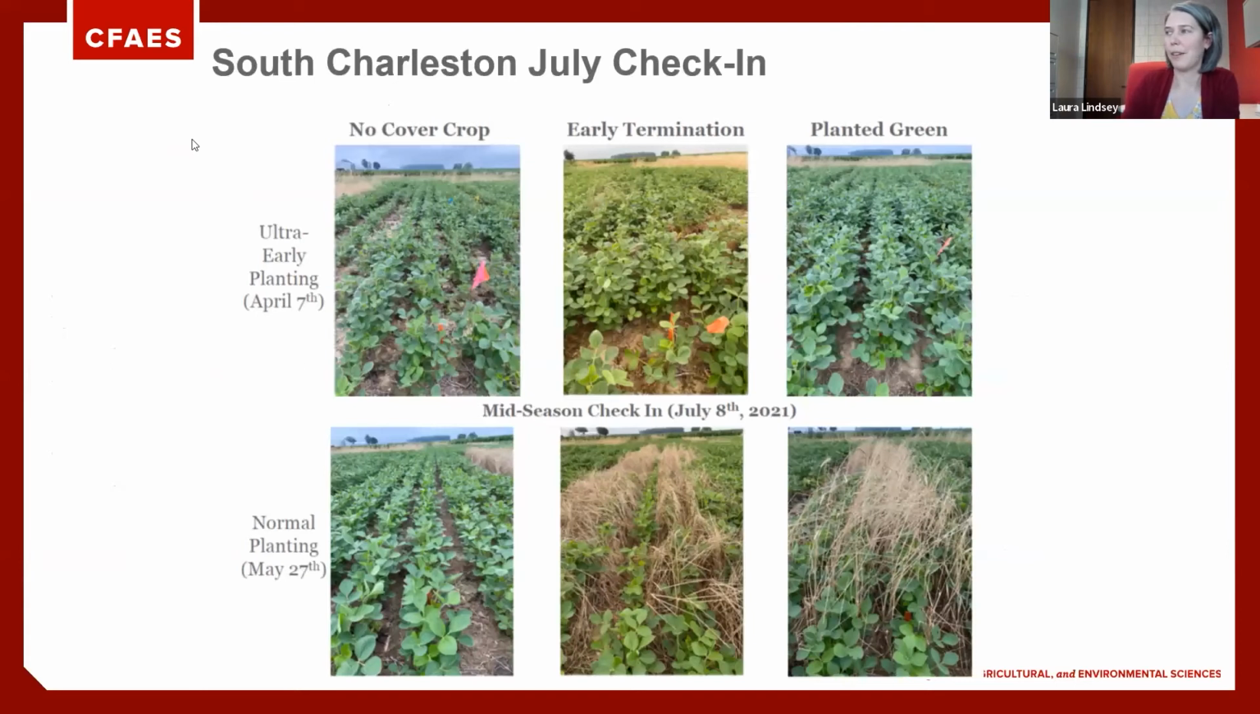So these are some pictures of South Charleston, so Clark County in early July. Across the top, these are plots with no cover, early terminated, and then planted green. And then for our ultra early planting date across the top, and then normal planting date. So you can see with our normal planting dates is end of May, how much cover crop biomass really there was in those plots. And you can see, you know, for ultra early planting, there are quite a few gaps, maybe where our stand was not quite as filled in.